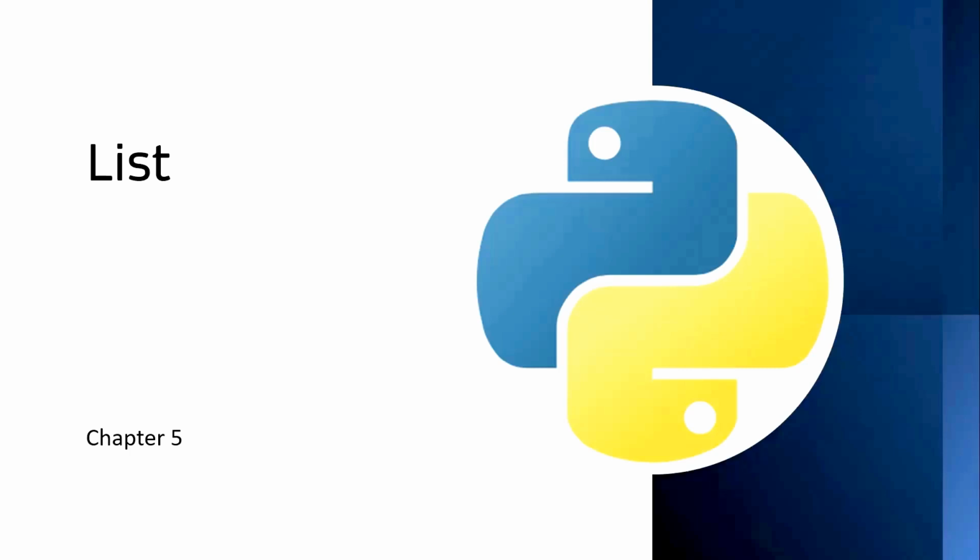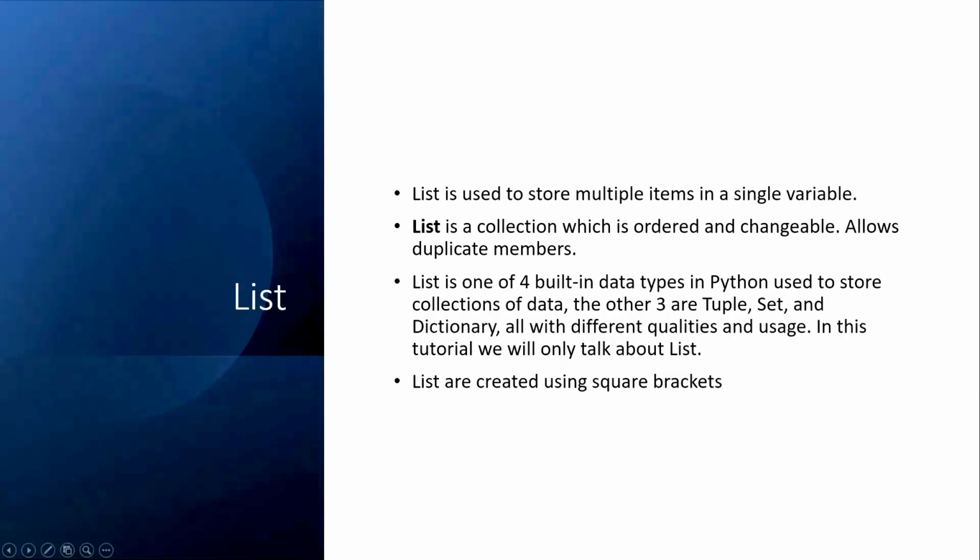Chapter number 5, list. Now, list is used to store multiple items in a single variable. List is a collection which is ordered and changeable, and it allows duplicate members. List is one of the four built-in data types provided by Python for storing collections of data. The other three are tuple, set, and dictionary.